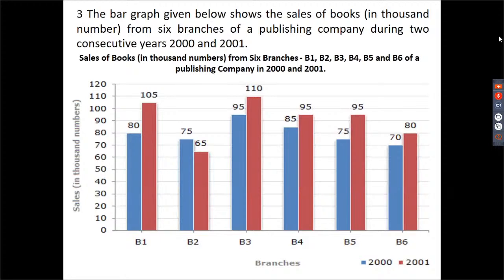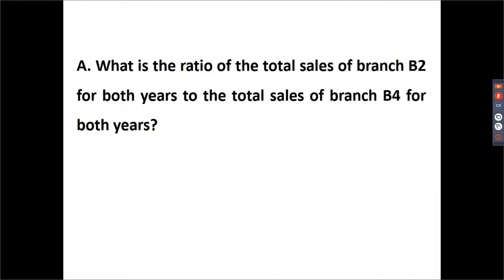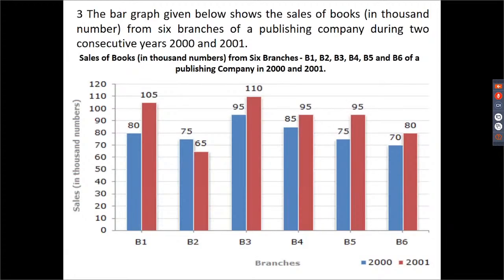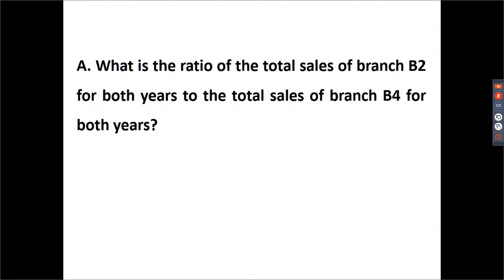Okay. But what is the given question? The given question is: what is the ratio of the sales of branch B2 for both the years? B2 for both the years is 75 plus 65. 75 plus 65 is how much? 75 plus 65 is 140.